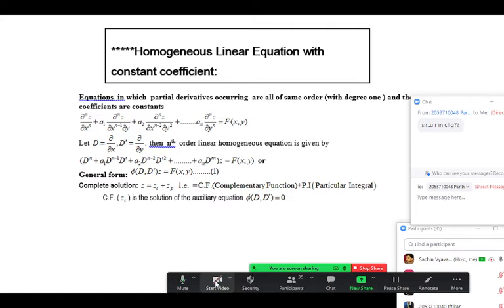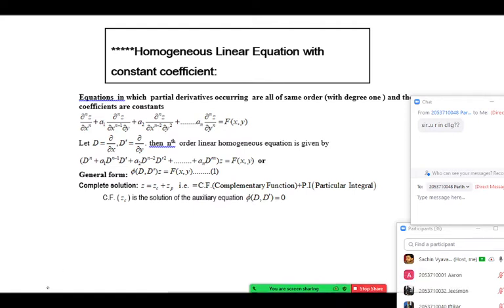So when we solve higher order LDE, we write its auxiliary equation. From the auxiliary equation, we get a CF, and depending on RHS, we get a PI. Then CF plus PI is our complete or more general solution. So exactly similar method is there in higher order homogeneous partial differential equation also.